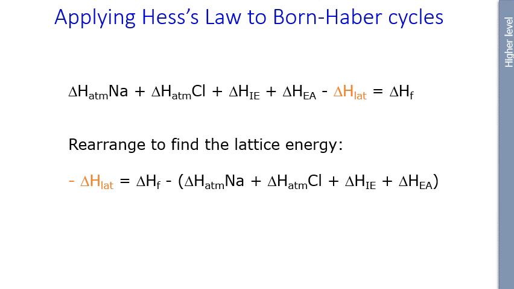So essentially that's applying Hess's law to Born-Haber cycles. You're essentially rearranging to find the lattice energy. So delta H formation will equal the delta H atomization of sodium plus the delta H atomization of chlorine, plus the delta H ionization energy, plus the delta H electron affinity, minus the delta H lattice, which will give you the delta H formation. You rearrange the equation to find the delta H lattice, which is the following equation there.